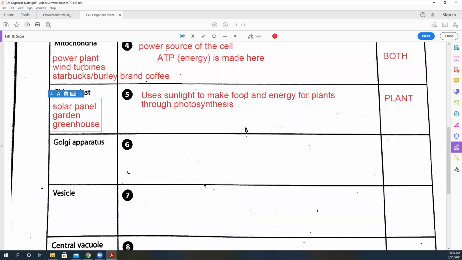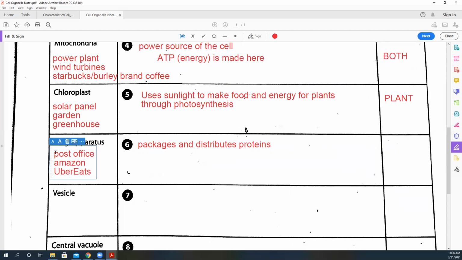Golgi Apparatus. The Golgi Apparatus packages and distributes those proteins. So we said that the ribosomes make the proteins. Who's going to package and deliver the proteins? Okay, it could be the post office, Amazon. I've even had somebody else say Grubhub. That's what I was looking for. So Uber Eats or Grubhub.